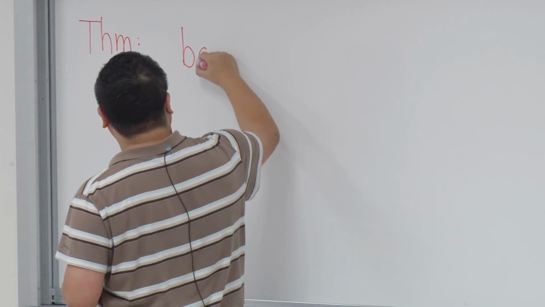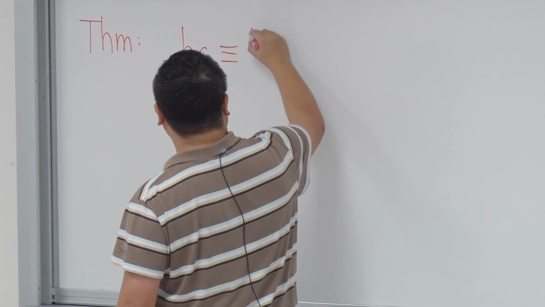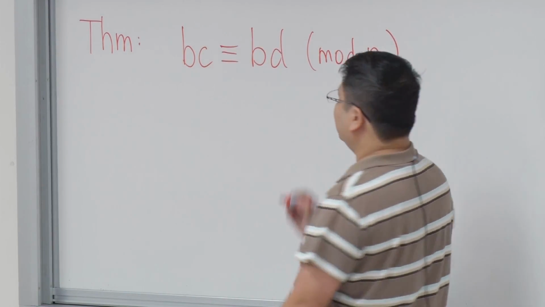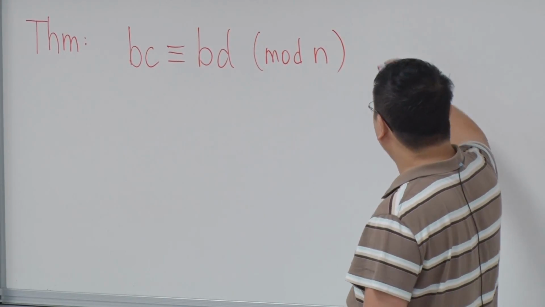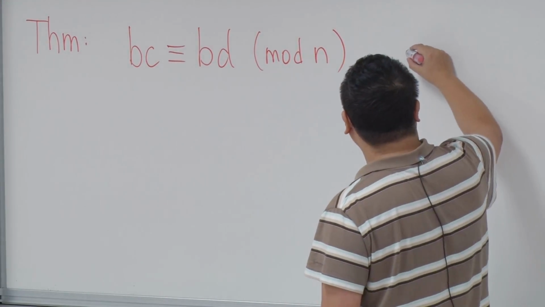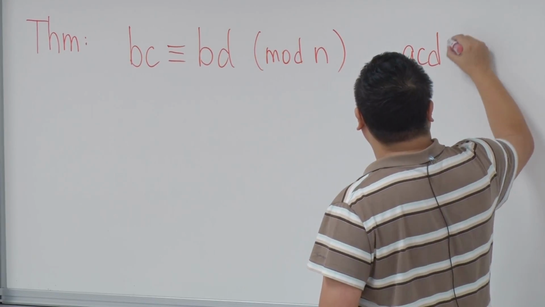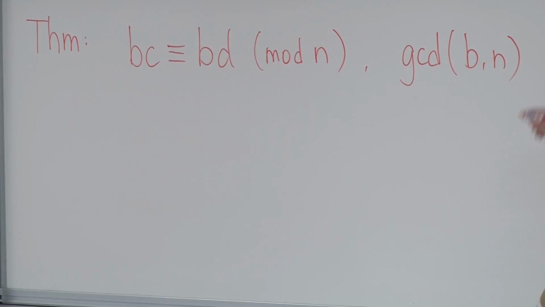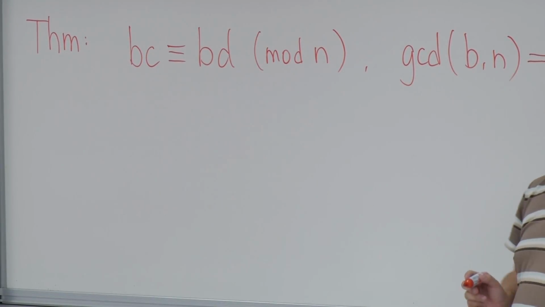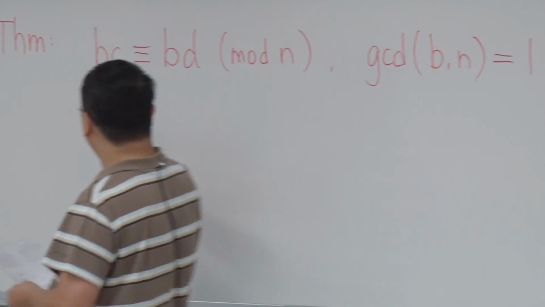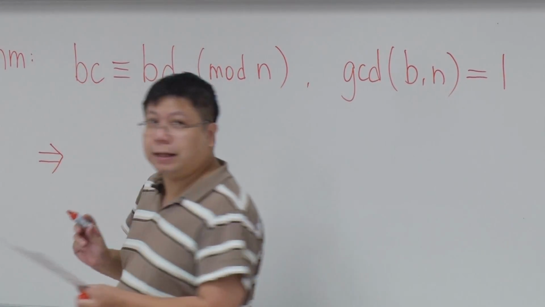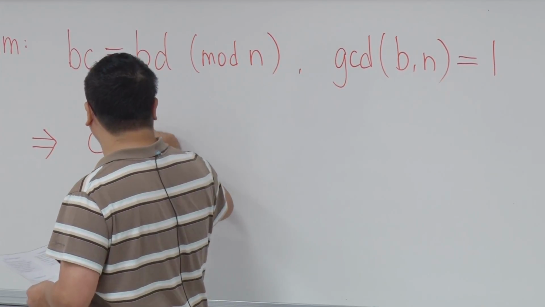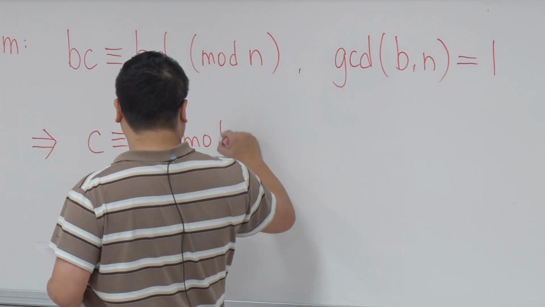Suppose that we have BC is the same as BD under this modulo N arithmetic, and we also have B and N do not have any common divisor, the GCD of B and N is equal to 1. Then we can cancel. We can do cancellation. Then we can have C is the same as D modulo N.